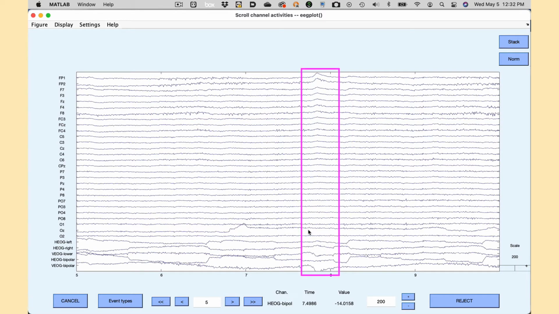Here we see an eye blink. It has the classic shape of an eye blink, kind of like a mountain that's skewed to the right. It's positive above the eyes. The voltage is largest in the FP1 and FP2 channels, and then fades as we move posteriorly.